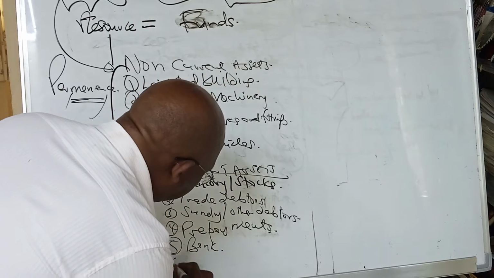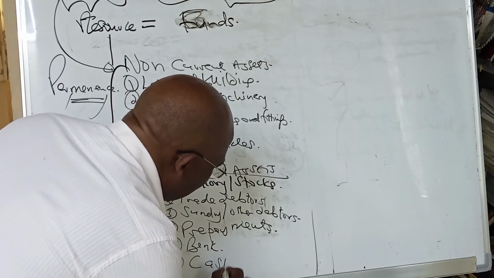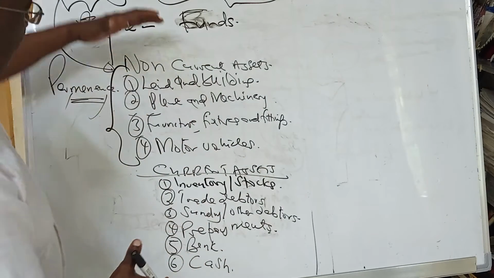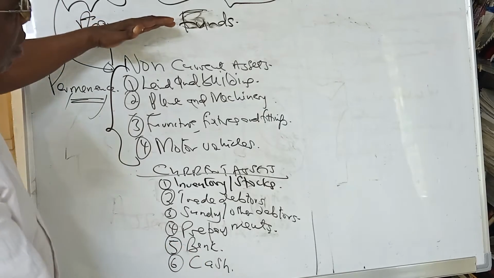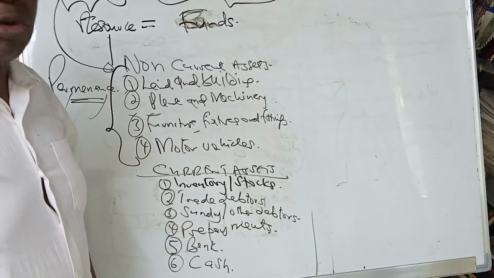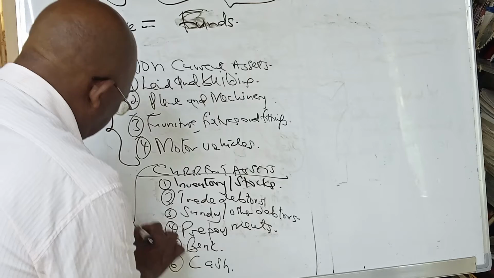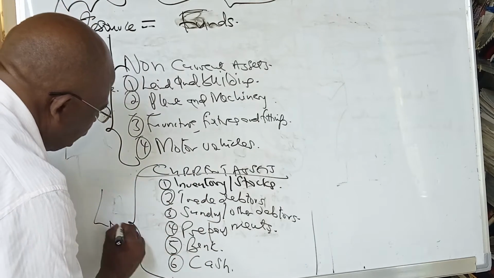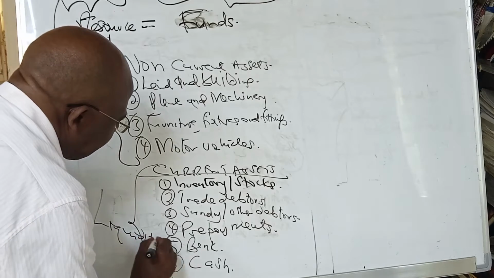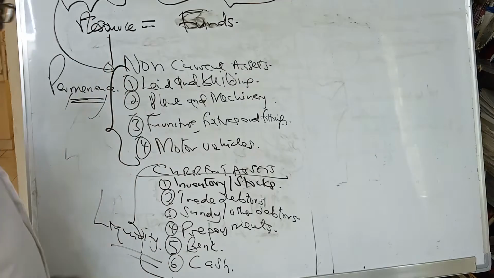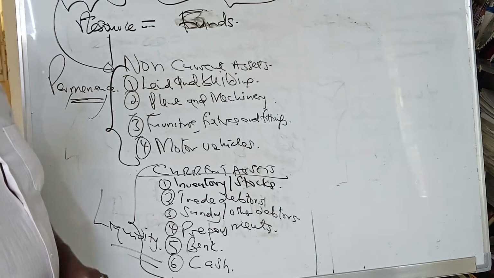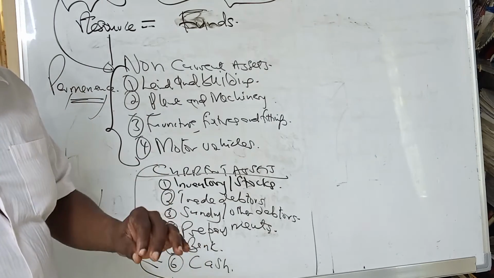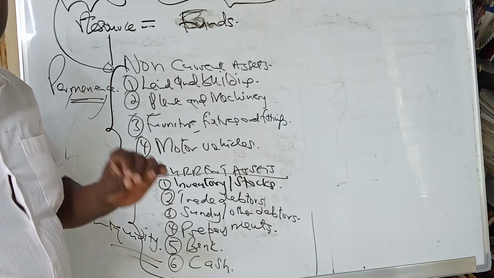And then money in the office, we call it cash. Now, the assets of a business are classified broadly into those categories. And in this category, we say they are arranged in order of liquidity. What is liquidity? It is the ability to turn into cash.